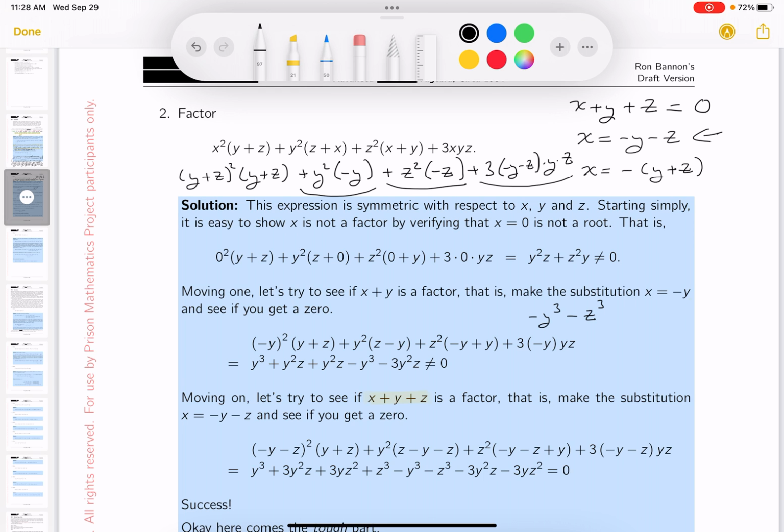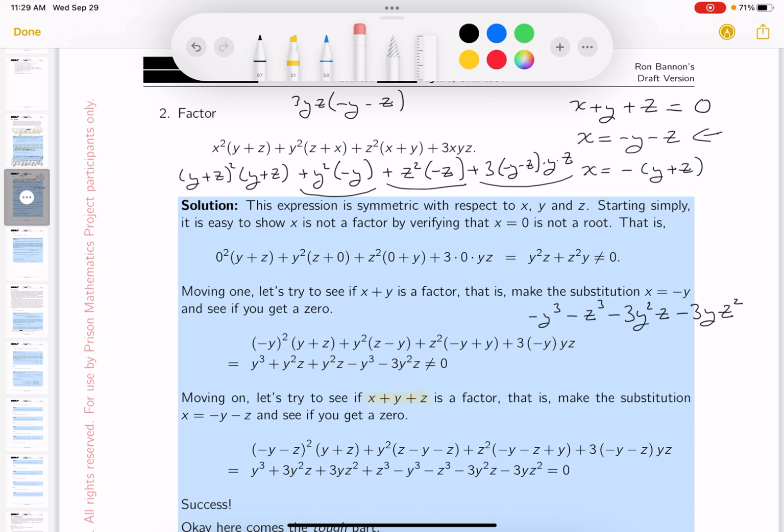Let me write that out for you. It's 3yz times minus y minus z. So what do you get over there? You would get minus 3y squared z. Then you would get minus 3yz squared. That's not so bad, by the way.